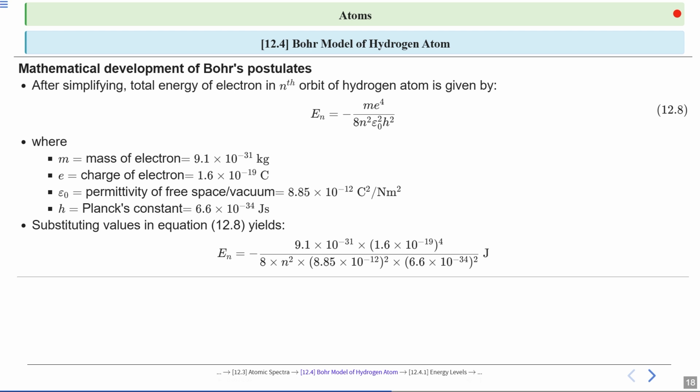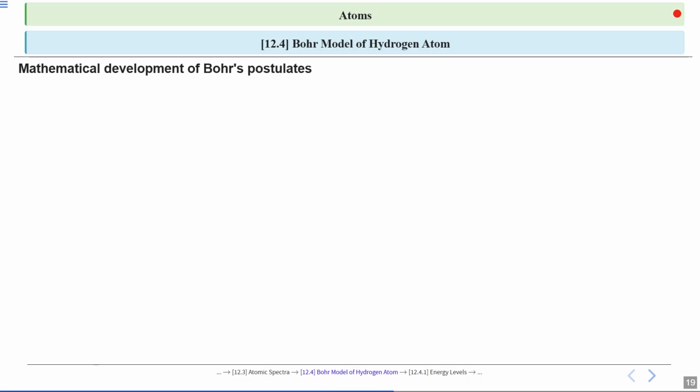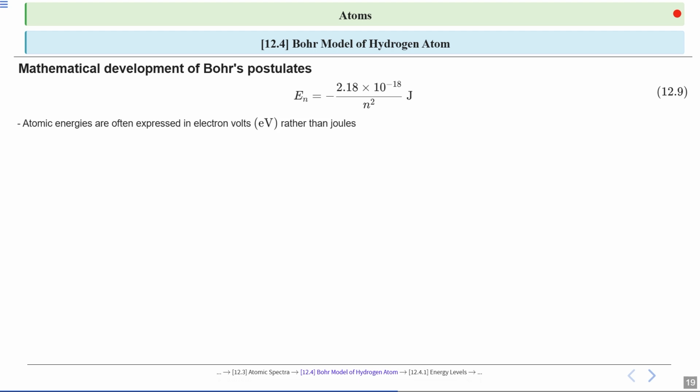Notice how the energy depends on n squared in the denominator. So as n increases, the energy becomes less negative, meaning the electron is less tightly bound. Here is the formula for energy of an electron in the nth orbit of hydrogen atom. En equals minus 2.18 times 10 to the power minus 18 divided by n squared, measured in joules. Mark it as equation 12.9.